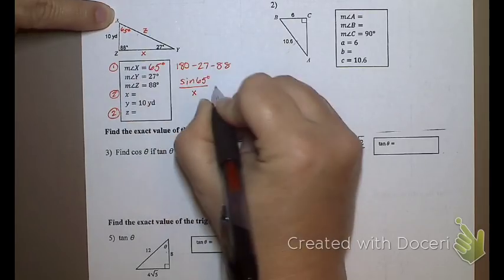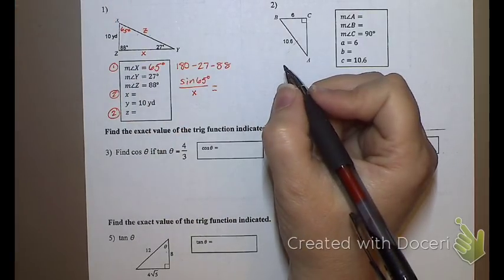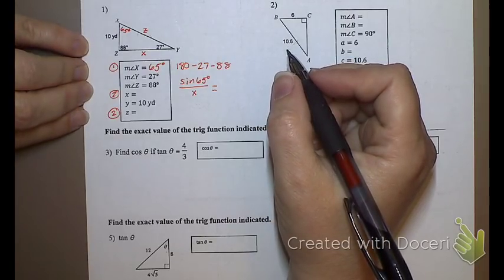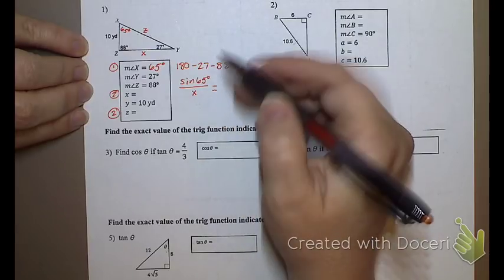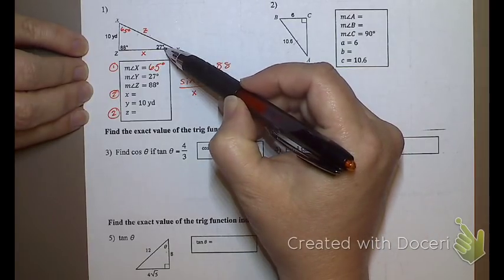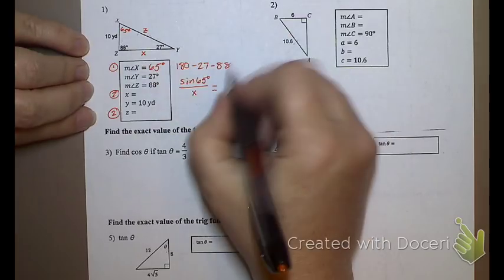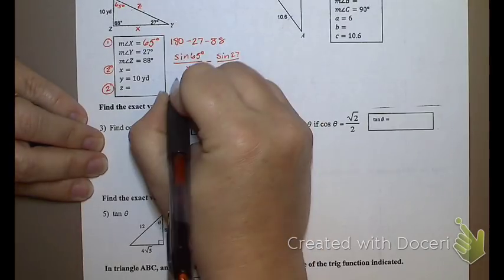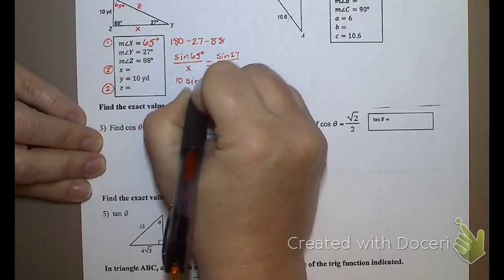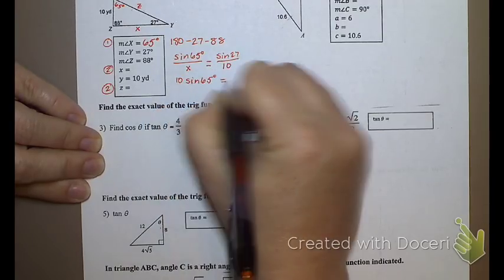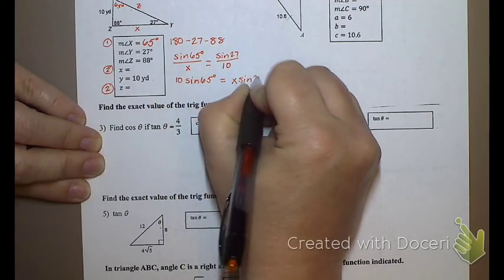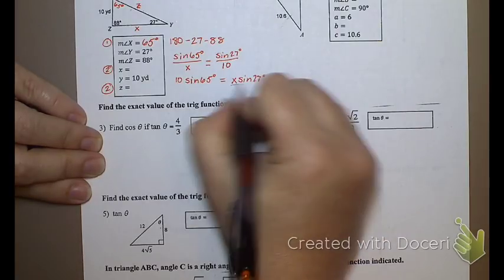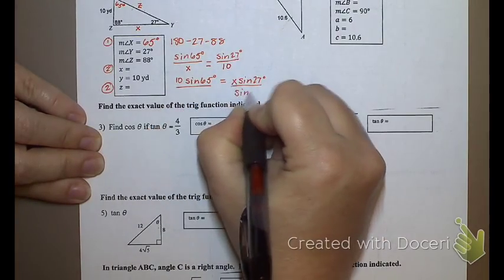So, if I wanted to find X first, I'm going to do sine of 65 degrees over what? X, the opposite side, is equal to, this is the law of sines, by the way, what should I set up as my other fraction? I need to know both the angle and the side across from it. So how about sine 27 over 10? So when I cross multiply, I have 10 times sine 65 equals x times sine 27. Should keep my degree symbols there. So how am I going to get x by itself? Divide by sine 27.